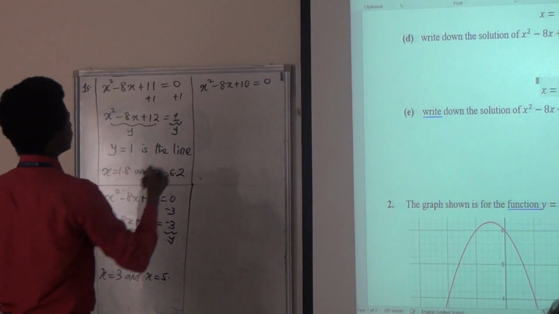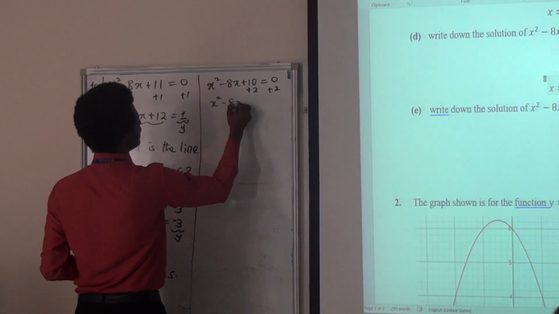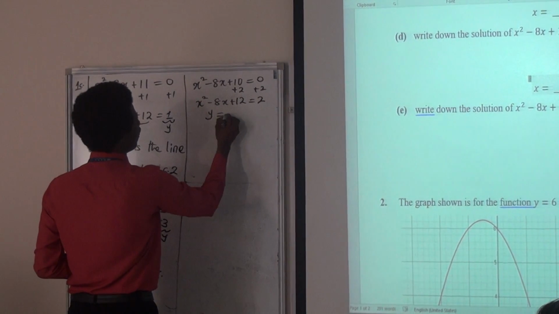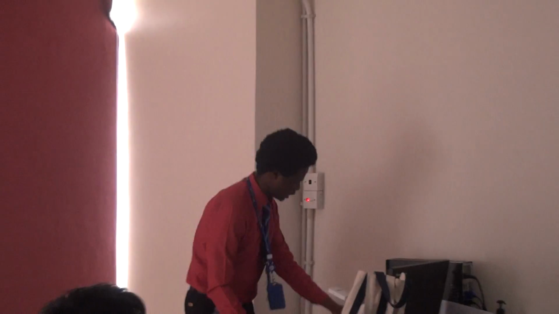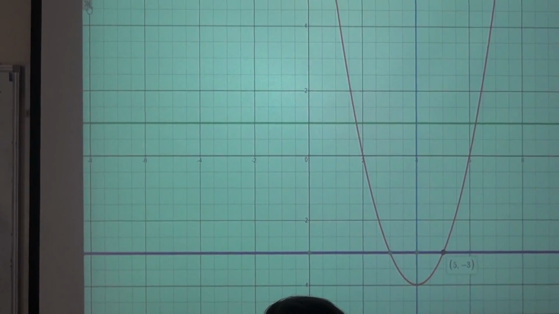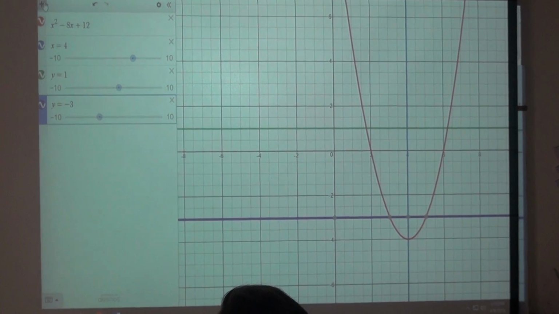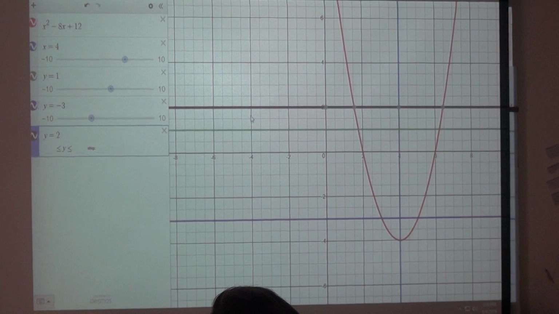Plus 2. Plus 2. So if you do plus 2 to both sides, you get x squared minus 8x plus 12 is equal to 2. So the line we are looking for is y equals 2. So you just plot y is equal to 2 to touch the equation. Y equals 2, and that's it.